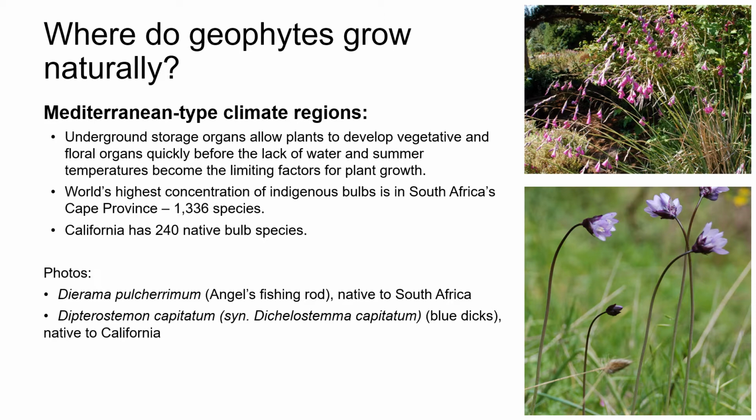The top photo on the right here shows the cormus plant Dierama pulcherrimum, or angel's fishing rod, which is native to South Africa. This is a really pretty, very graceful plant, which is actually more or less evergreen in California, and we have several planted at Cabrillo in the Southern Hemisphere garden. The bottom photo is of our California native corm, Dipterostemon capitatum, or blue dicks, which is a common bulb in coastal grassland plant communities.